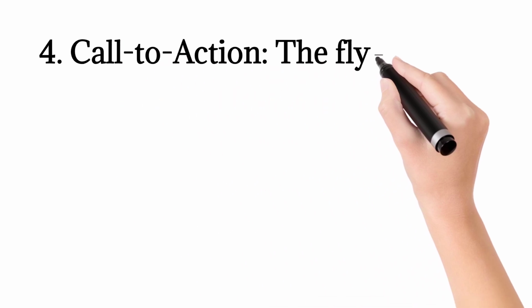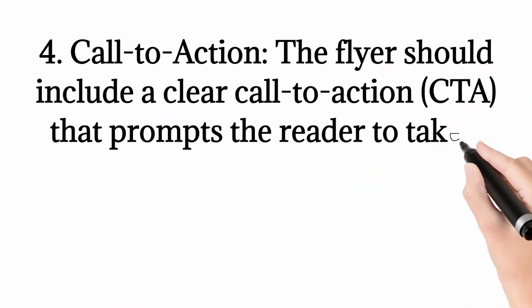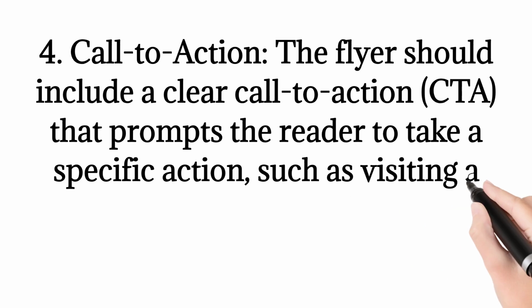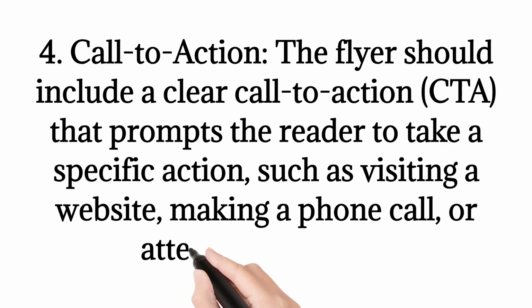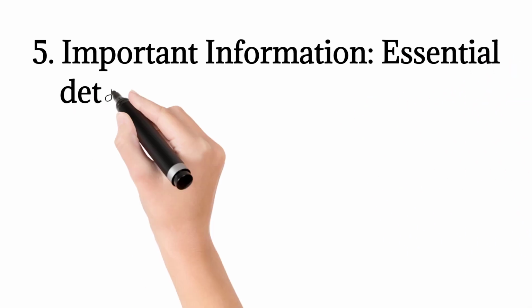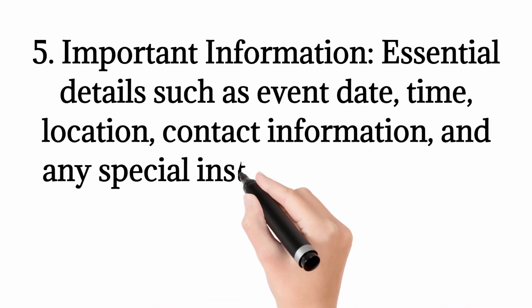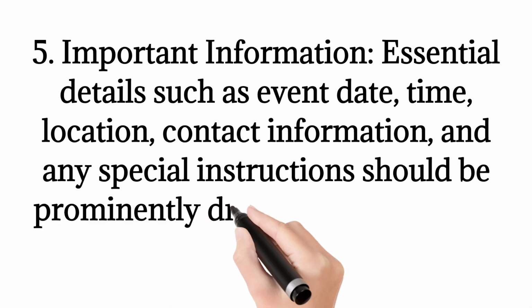4. Call to action. The flyer should include a clear call to action (CTA) that prompts the reader to take a specific action, such as visiting a website, making a phone call, or attending an event. 5. Important information. Essential details such as event date, time, location, contact information, and any special instructions should be prominently displayed on the flyer.